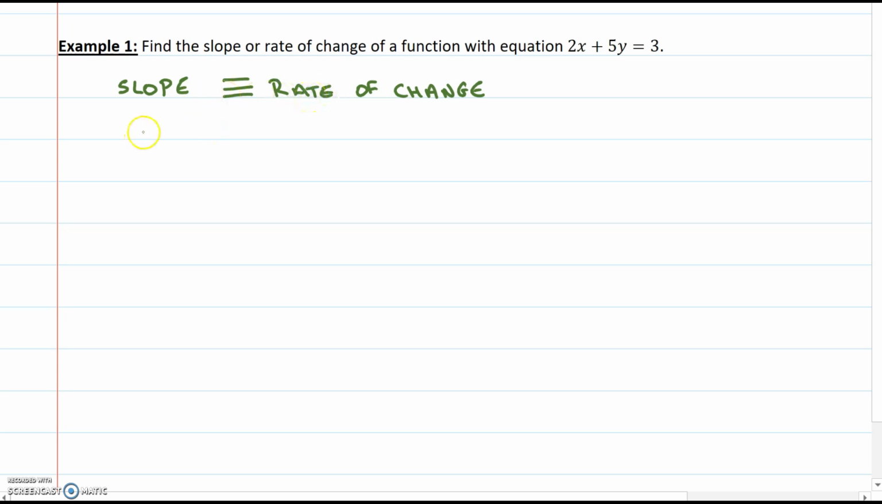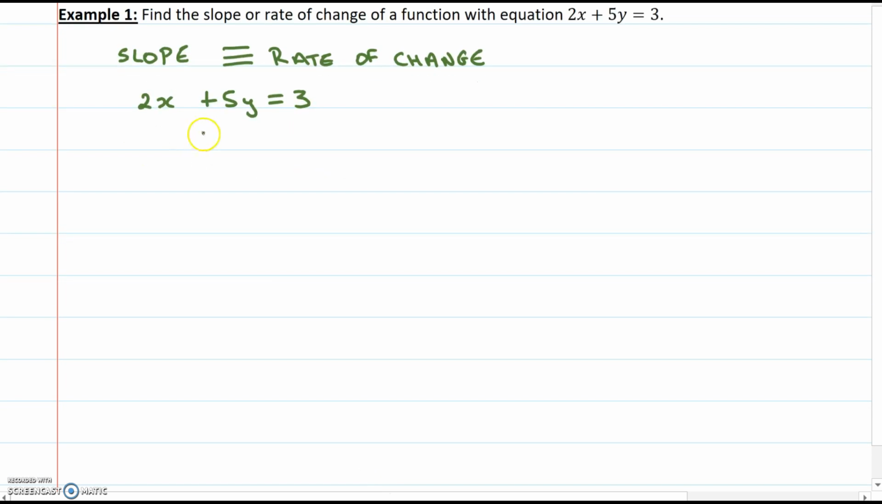So we've got 2x plus 5y equals 3 as the equation. Now to get the slope, we want y on its own. So you ask yourself what's on the wrong side, and the 2x is on the wrong side, so move the 2x across to the other side. That's going to give you 5y is equal to 3 minus 2x. Remember, we're subtracting 2x, or we're moving it across and changing its sign. Whichever way you want to think about it is fine.